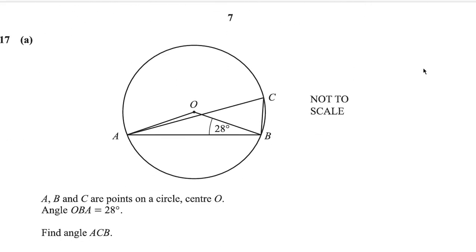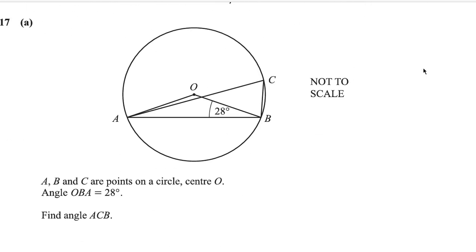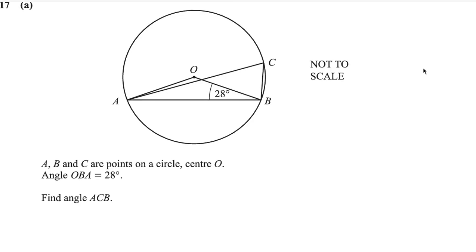So that's it. Question 17 says, ABC are points on the circle, center O. Angle OBA is 28 degrees. Find angle ACB. So that's simple. You can see that this is the center of the circle, and the radius is simply the distance between the center of the circle and any point on the circumference. So this is a radius, this is a radius, and this is therefore going to form an isosceles triangle where the two base angles are going to be equal. So if here is 28, here is also going to be 28.